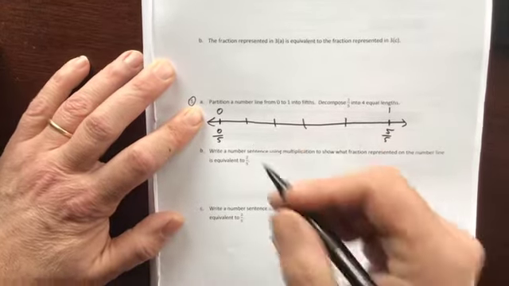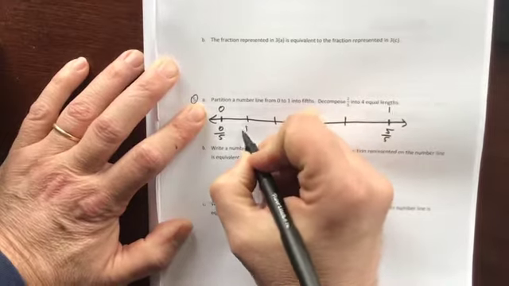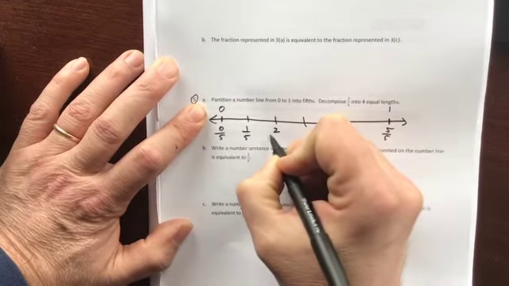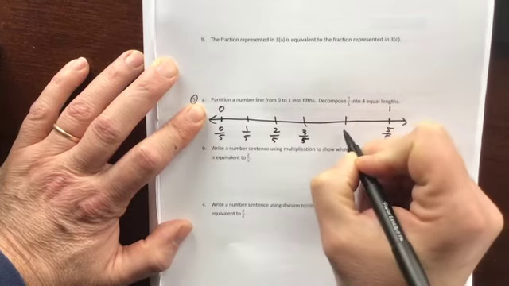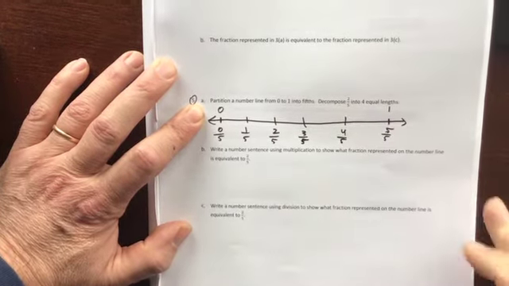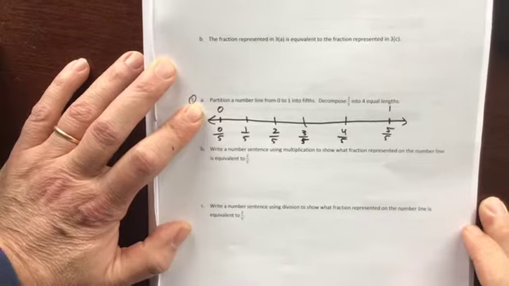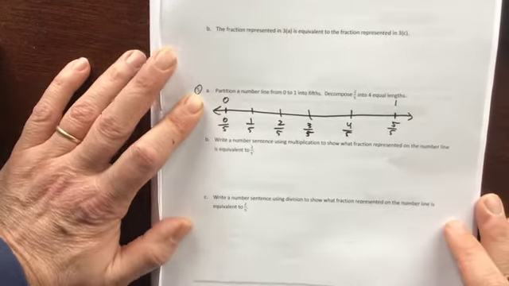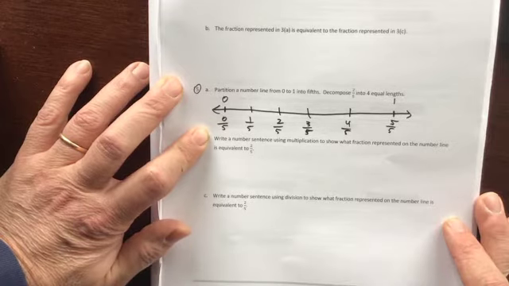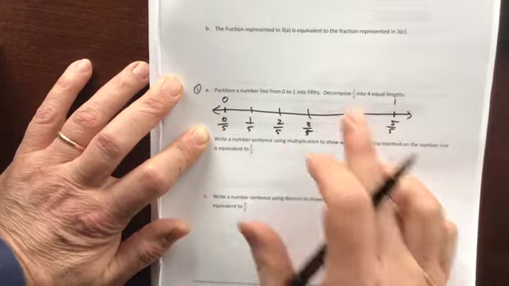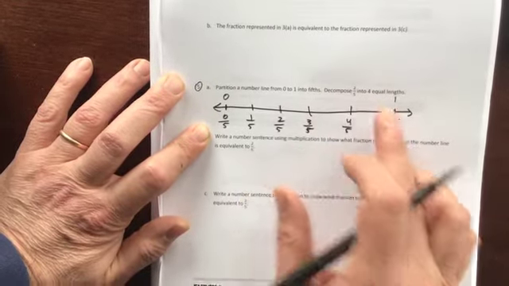So now I can label 1/5, 2/5, 3/5, 4/5, and 5/5. Now, it says, write a number sentence using multiplication to show what fraction represented on the number line is equal to 2/5. Okay. Oh, sorry, I forgot this part. Decompose 2/5 into 4 equal lengths.